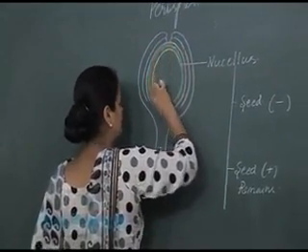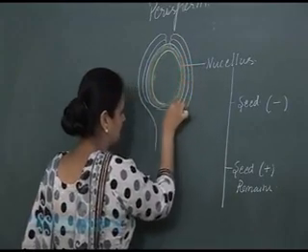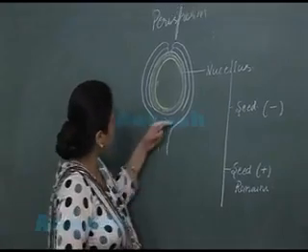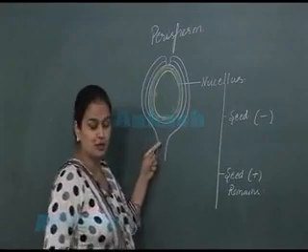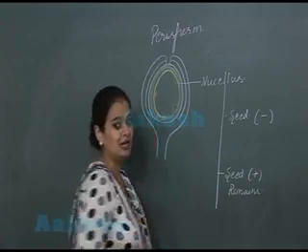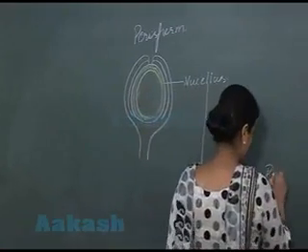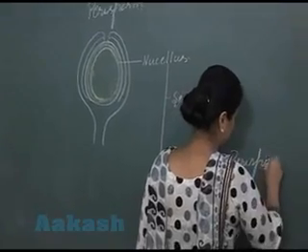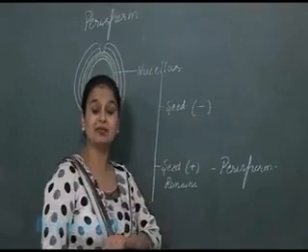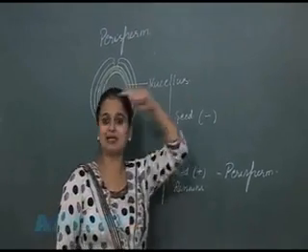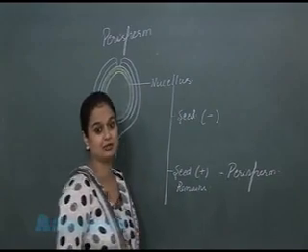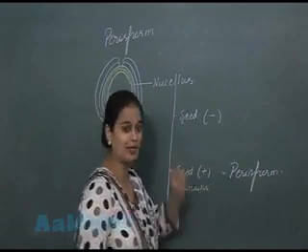Is this making sense? The nucellus present in the center got consumed. Only the remains of nucellus are present at the periphery. When the remains of nucellus are present at the periphery, these remains are known as perisperm. Are you getting this? If nucellus remains are present in the seed at the periphery in the form of a thin layer, then these remains of nucellus are known as perisperm.